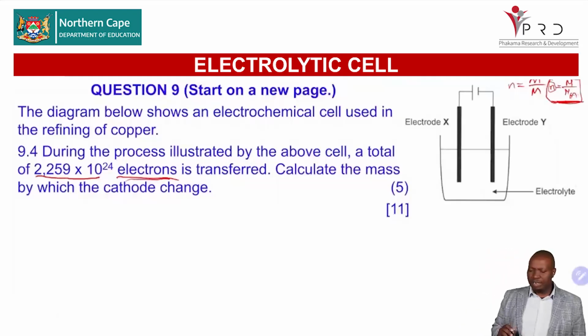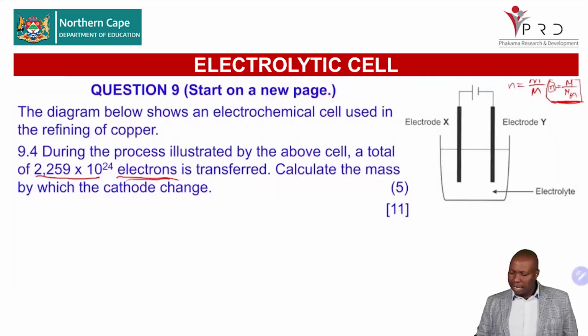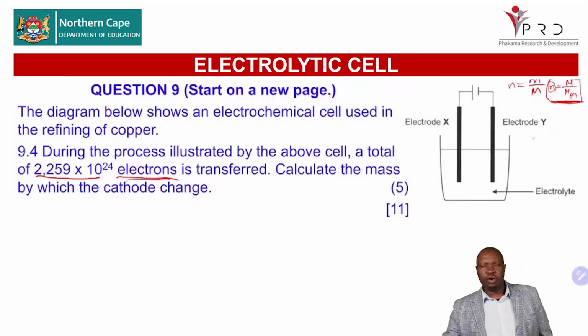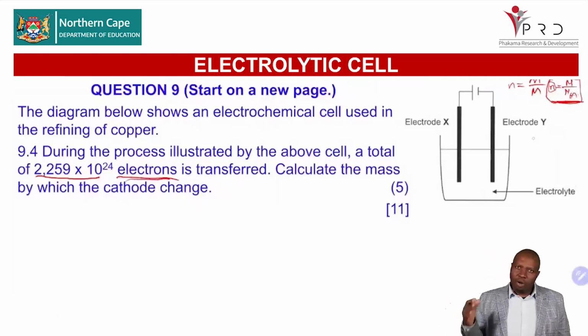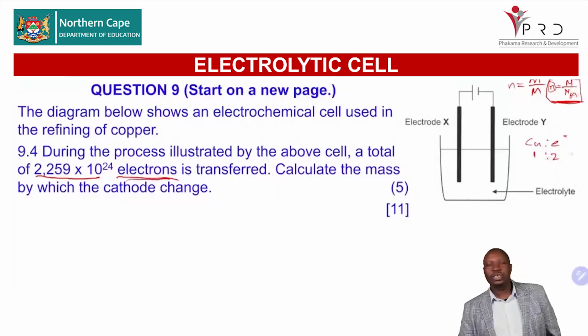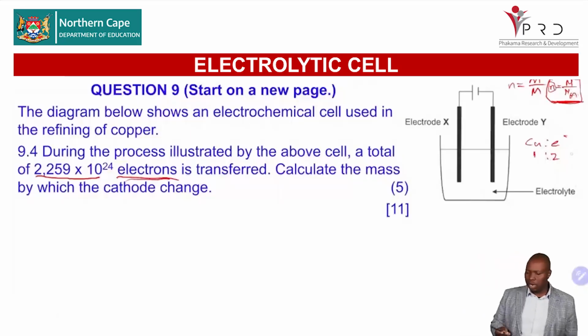But what I want to emphasize is that, remember, you are talking about electrons. So we must have what is called the mole ratio between copper and the number of electrons. Copper is going to form 2 electrons. Definitely, 1 copper produces 2 electrons. So the mole ratio is 1:2. This is very important in your calculation.